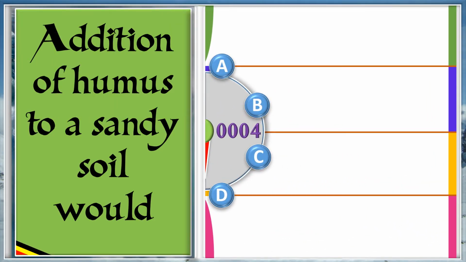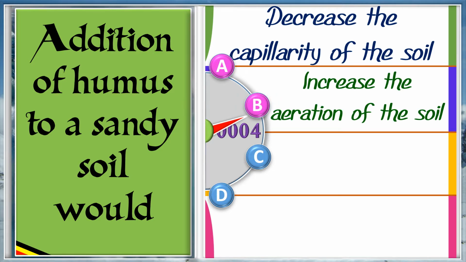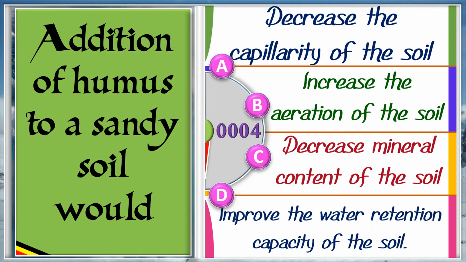Addition of humus to a sandy soil would A. Decrease the capillarity of the soil. B. Increase the aeration of the soil. C. Decrease mineral content of the soil. D. Improve the water retention capacity of the soil. And the answer is D. Improve the water retention capacity of the soil.